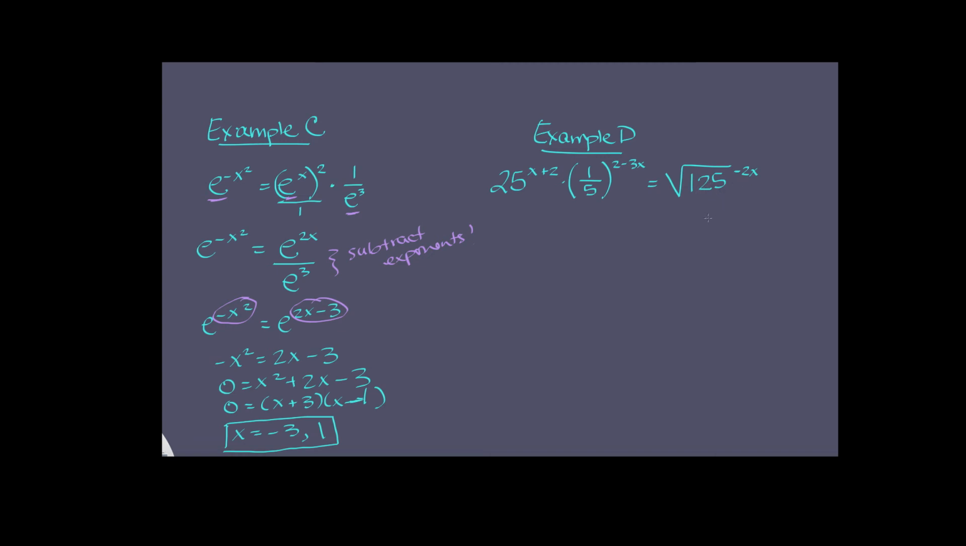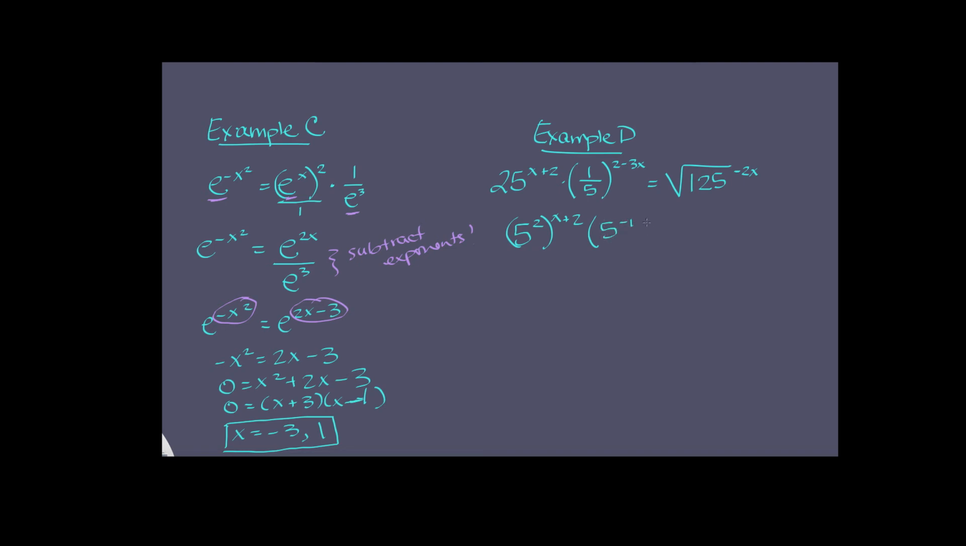So there's a couple of different ways to approach it. The way I'll approach it is one of the ways. It's not the only way. And if you have another way, feel free to run it by me. But I'm going to start by rewriting everything into powers of 5. So this 25 is going to become 5 squared. 5 squared to the x plus 2. The 1/5 is going to become 5 to the negative 1.